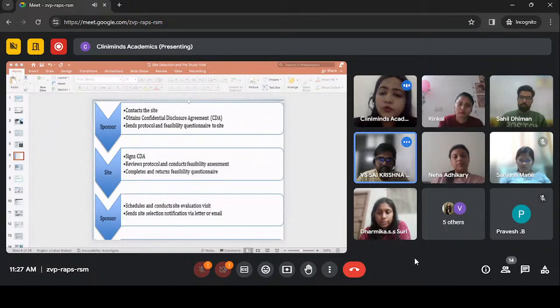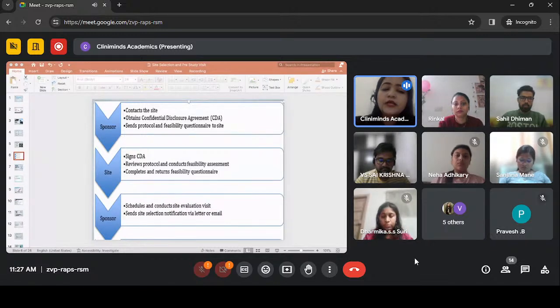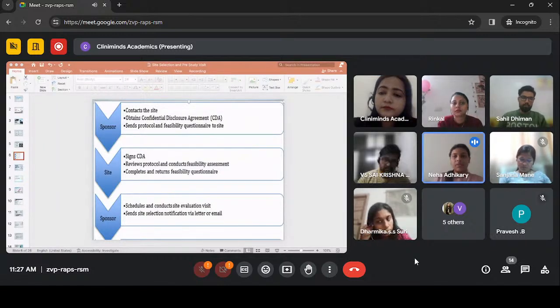Okay, so what is this agreement all about? It gives the assurance to the sponsor that all the information will be confidential. Yes, so all the trial related information. So once that assurance is received, what is the next step that the sponsor is going to do? Send the protocol and feasibility questionnaires, which contain all the questions related to the site.